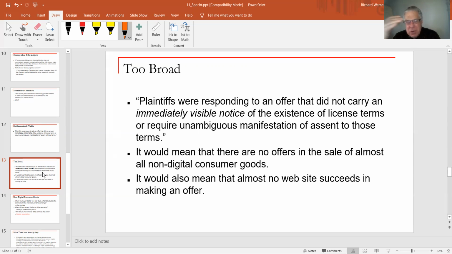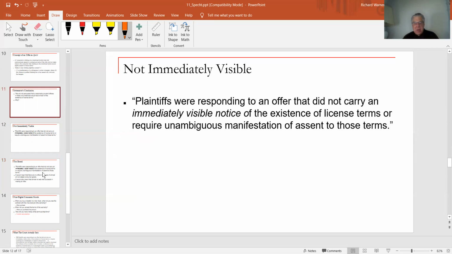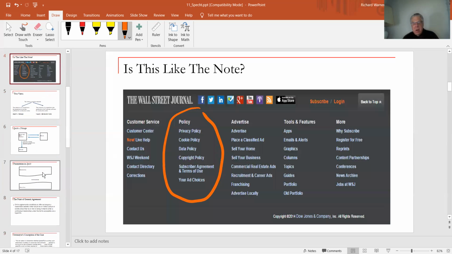That is the court's point in ProCD versus Zeidenberg. Look, we've been doing this for 100 years and it's working. Nobody's complained too much. It can't be that a not immediately visible offer, a piece of paper or not immediately visible hyperlink, means that there's no offer, right? Because that would mean almost no website succeeds in making an offer. Think about what it would mean for the web. Think about all the sites you go to. Almost all the sites you go to are like this. You scroll down and down and down, and there are the terms.